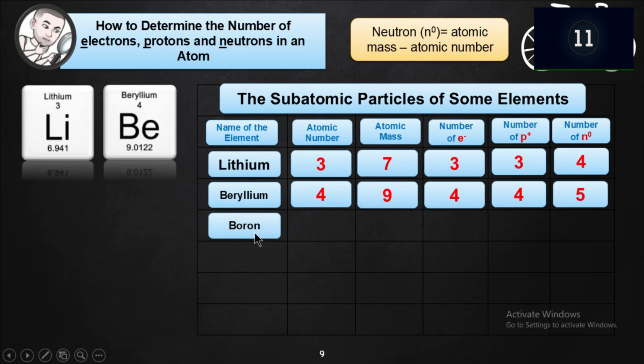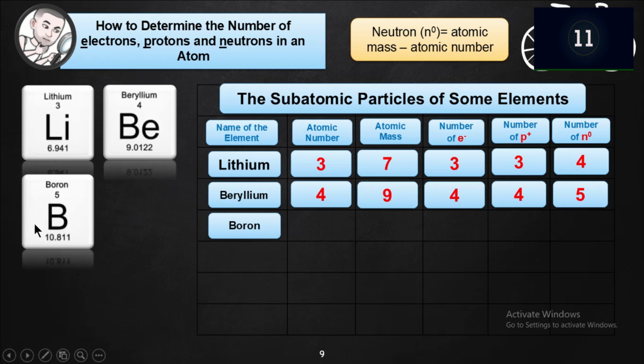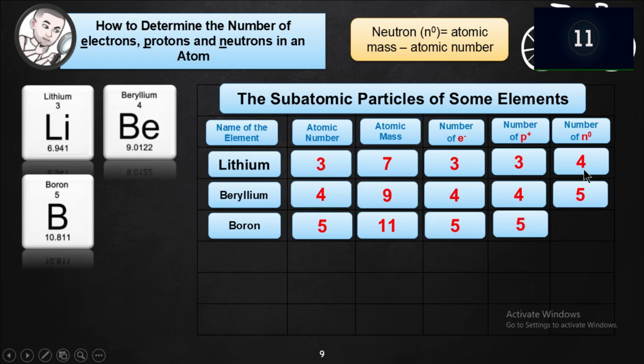Third element is boron. Ito yung mga information ni boron. So we have the atomic number is 5. Yung atomic mass is 10.811. Since si 10.8 ay malapit na sa 11, i-round off na natin to, magiging 11 na to. Ang atomic mass ni boron ay 11. Number of electrons, same lang kay atomic number, which is 5. Number of protons, same lang kay atomic number, which is 5. Neutrons, i-minus si atomic mass kay atomic number. 11 minus 5 is 6.